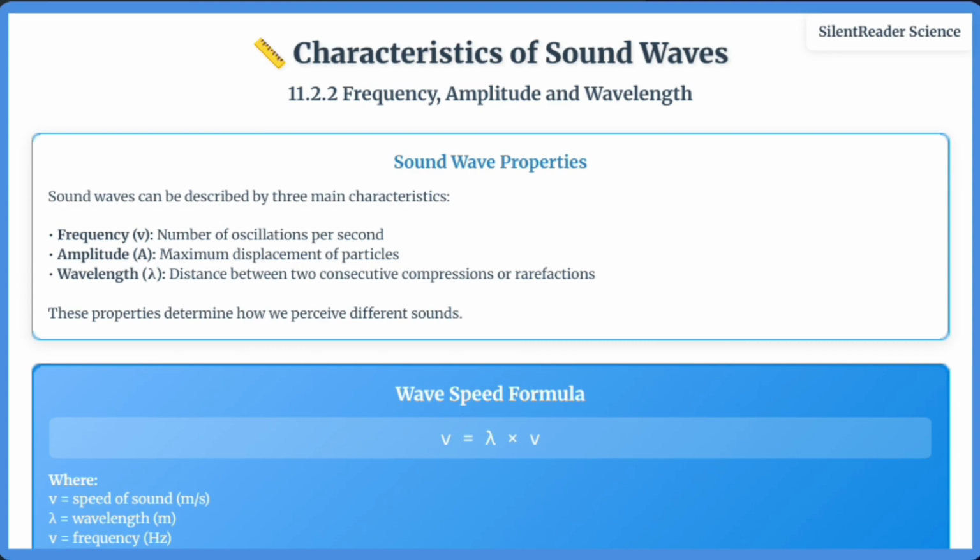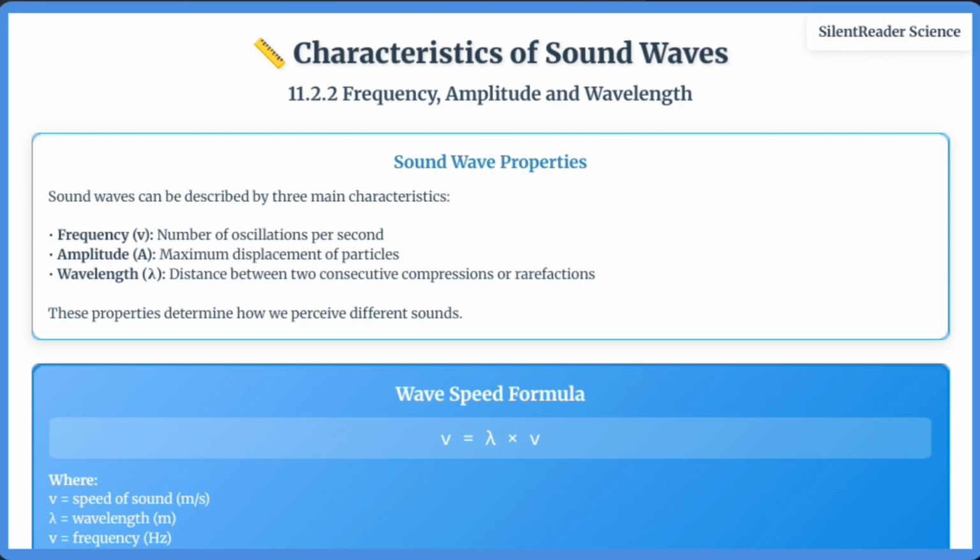Sound waves have three main characteristics: frequency, amplitude, and wavelength. Frequency is the number of oscillations per second, measured in hertz. Amplitude is the maximum displacement of particles from their mean position. Wavelength is the distance between two consecutive compressions or rarefactions. These three quantities are related by the wave equation: speed equals wavelength times frequency.